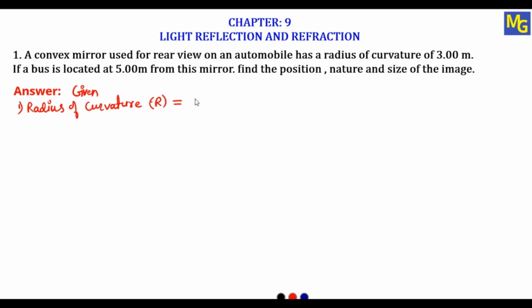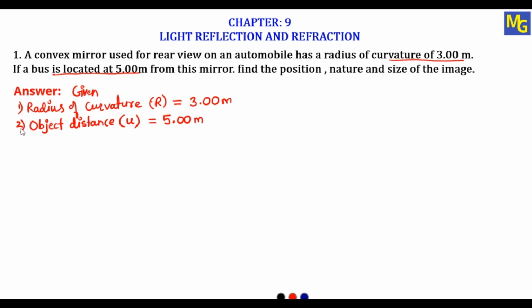So we will write R is 3.00 meter. Write down the unit also, it will be easy for you to understand the sum. Next, object distance is given. So second, object distance, which is denoted by the letter u. We will write u, and how much is it? It is 5 meter. So I wrote both the values. Here you can see object distance is 5 meter and radius of curvature is 3 meters.